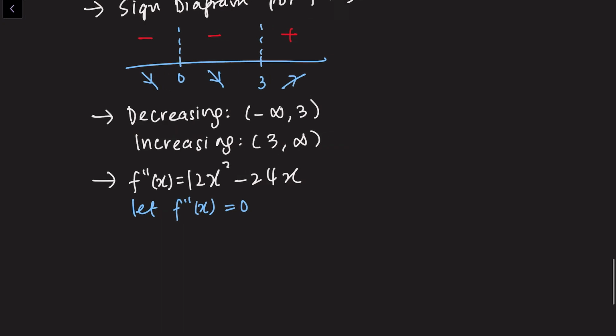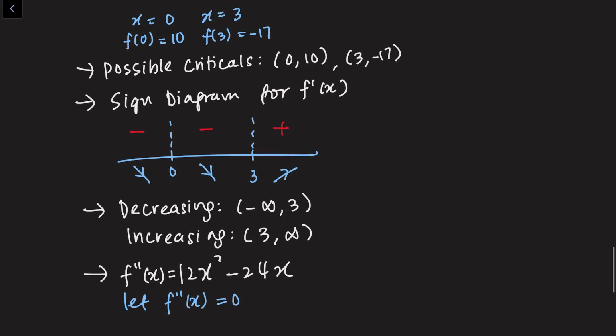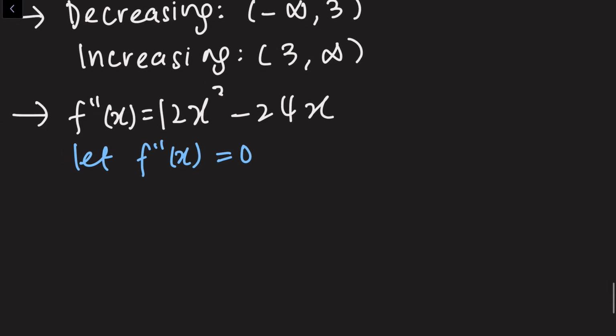By the way, you should also let f double prime x be undefined if it is a rational function. But for this one, I know that it is just an ordinary polynomial, so I skip this step. For a rational function, you actually need to test for this one.